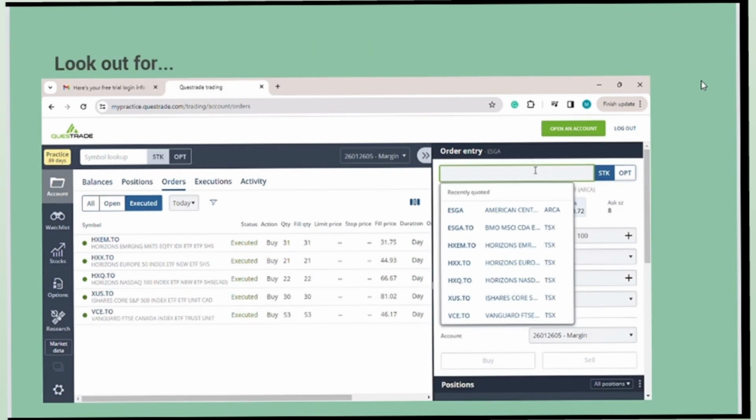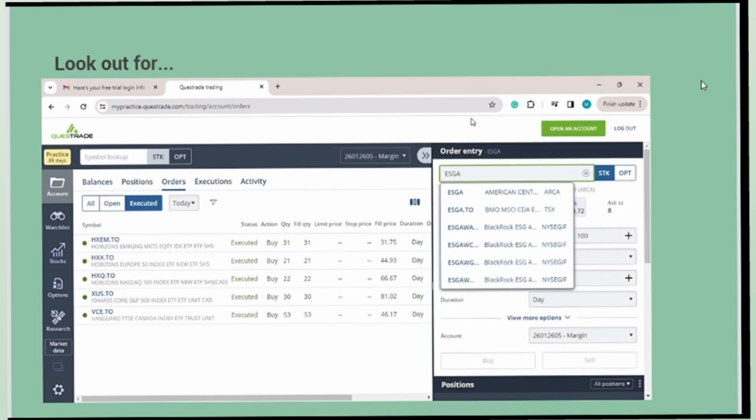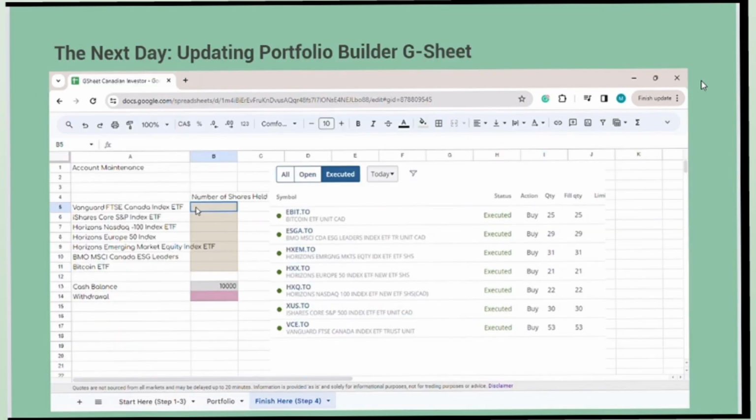It can be tricky to find the correct symbol because it might be listed in a variety of ways. For example, on the GSheet, stocks that trade in Canada are listed as TSE and the stock symbol. On this trading platform, Canadian stocks are listed with the symbol followed by .TO, and the TSXUC means that it trades on the Toronto Stock Exchange. You may also see Canadian stocks listed as the symbol followed by .ca.